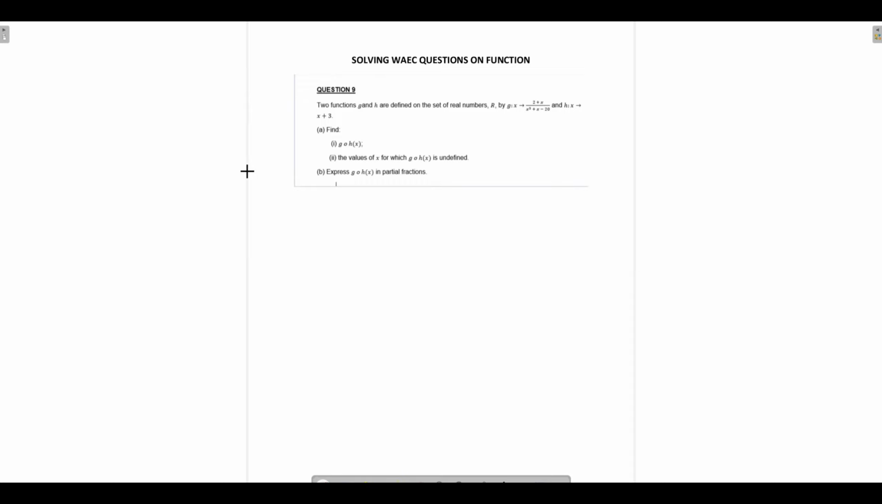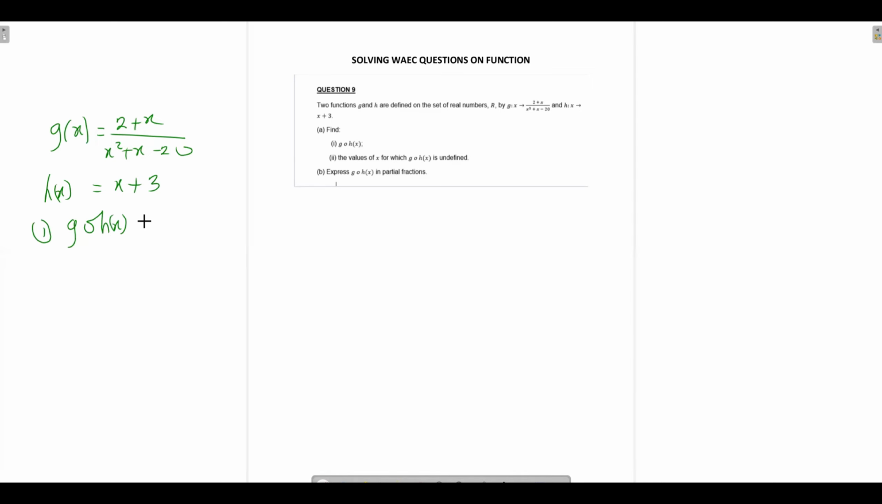So the question is saying that two functions g and h are defined as: g of x is equal to 2 plus x, everything divided by x squared plus x minus 20, and h of x is x plus 3. The first question is now saying we should find g of h of x.